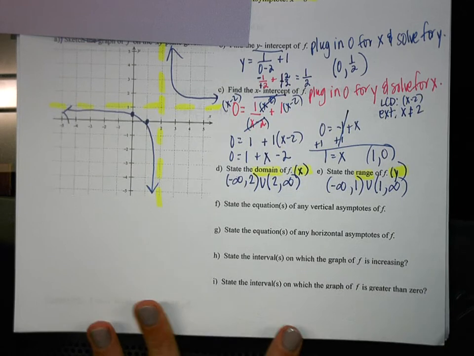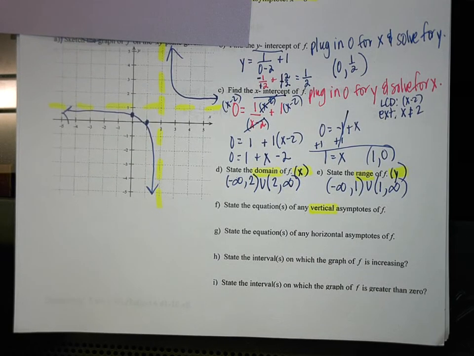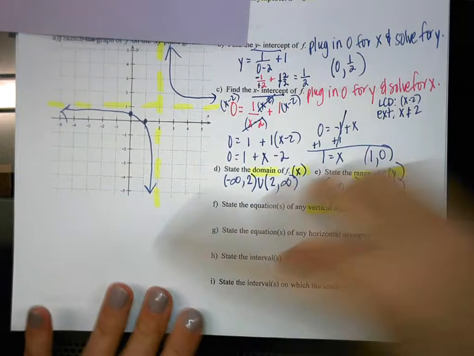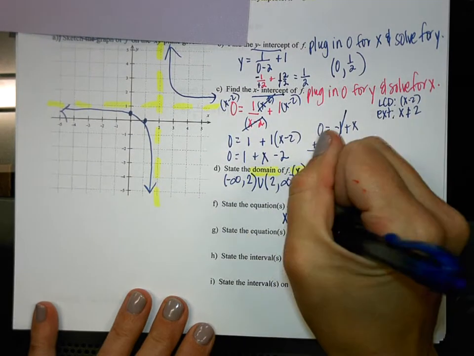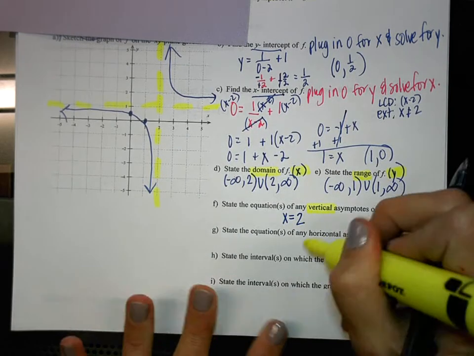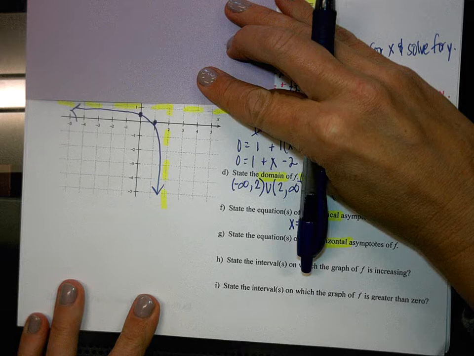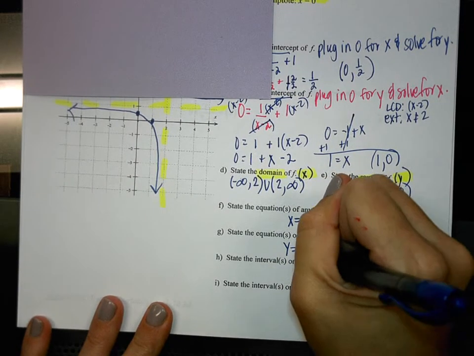Okay, next, state the equation of vertical asymptotes. Vertical, remember, is up and down. There is a vertical asymptote here at what? x equals 2. There is a horizontal asymptote at y equals 1.